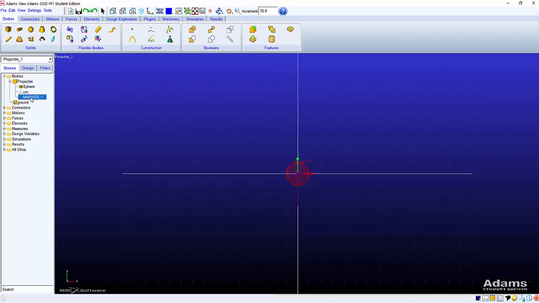Also, you can see marker 1. What is marker 1? For the graphics, it may require 1 or more markers to define the graphics. For example, for the sphere, you need to define the center of the sphere. So this center of the sphere is defined by a marker. But we didn't create a marker. Adams automatically generated this marker and attached it to the center of the sphere.